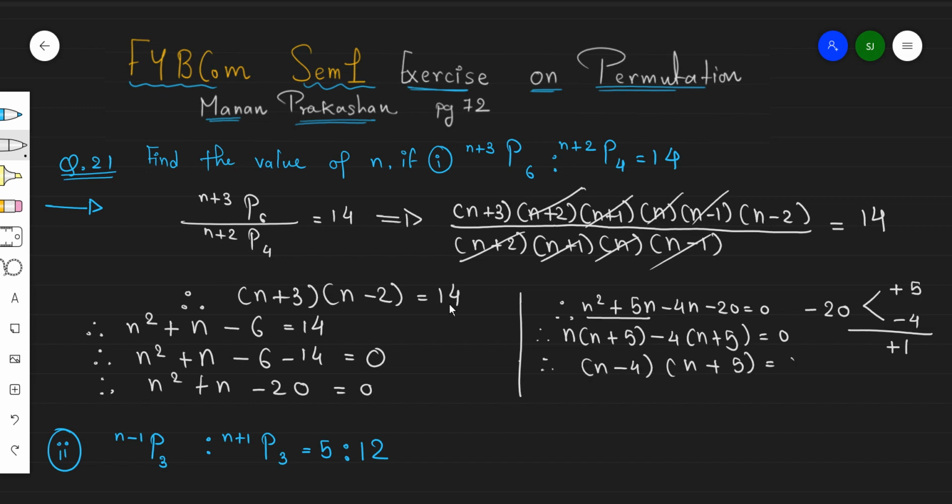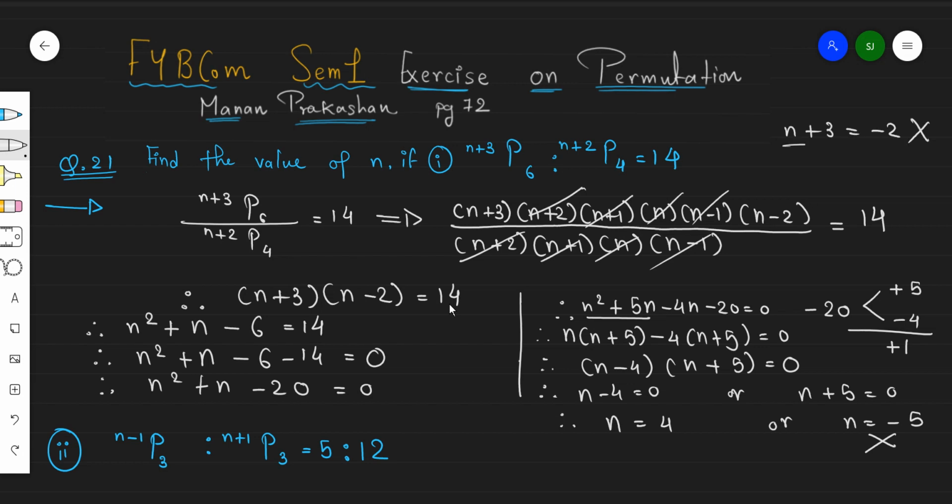Now, since the product of two terms is 0, either of them should be 0. Therefore, n minus 4 is equal to 0 or n plus 5 is equal to 0. Therefore, n should be equal to 4 or n can be equal to minus 5. Now, this cannot be true, since if n is equal to minus 5, then n plus 3 will be minus 2, which is not allowed inside permutation. So the only possible value of n is n is equal to 4.